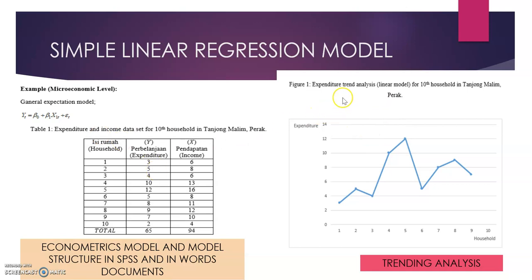From Table 1, we produce Figure 1, where we plot the expenditure information against the number of observations. Because this is cross-section, primary data, every expenditure will be plotted versus the number of households. You can do the same graph by using the income information versus the households. This graph we can call a trend analysis.